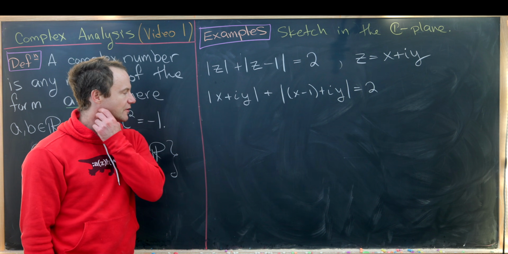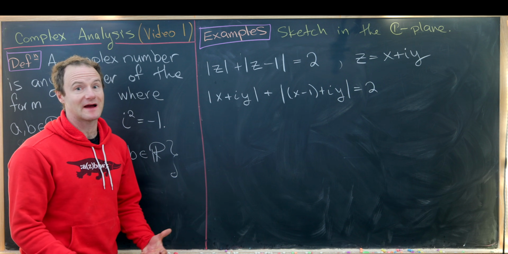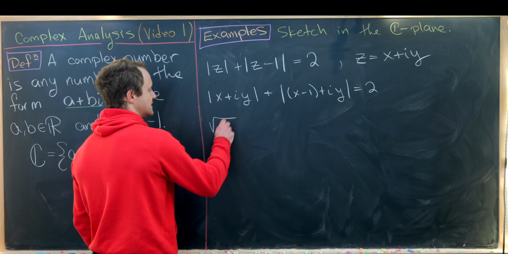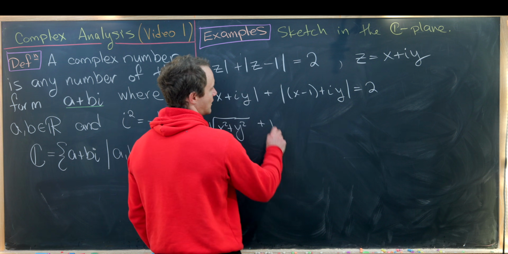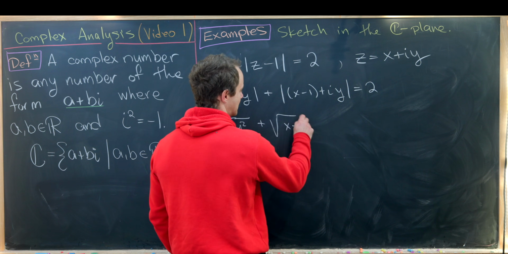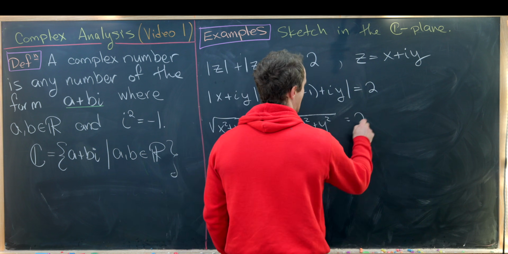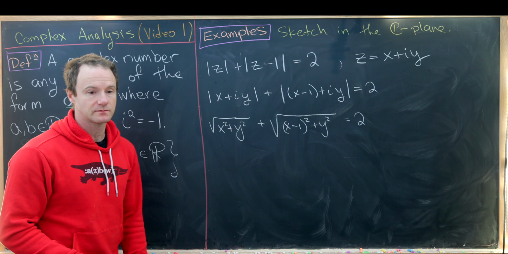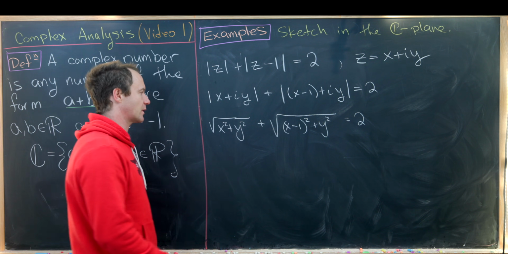Okay, so where should we go from here? Let's instead write down what these moduluses are just by the definition. So this is going to be the square root of x squared plus y squared here. Here we'll have the square root of x minus 1 squared plus y squared. And here we'll have the number 2. And now from here what we'll do is square this entire thing to start getting rid of the square roots.